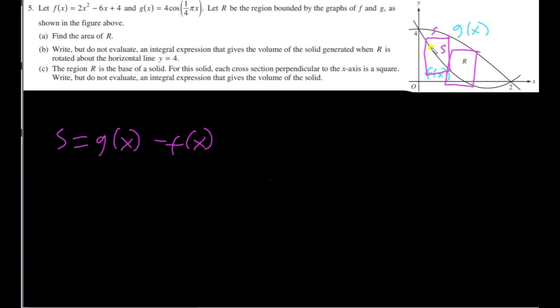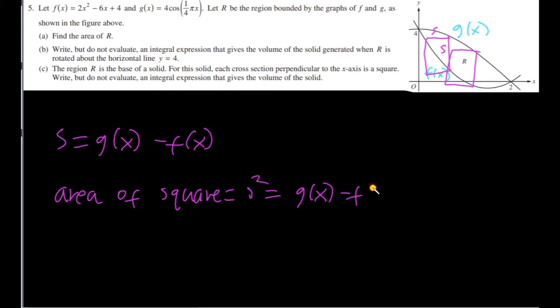Because it's s times s, it's s squared. That's the area of the square. So the area of a square is s squared, which is g of x minus f of x, whole squared.